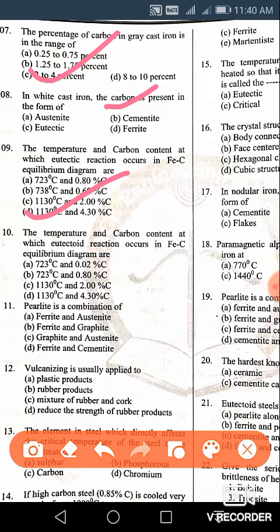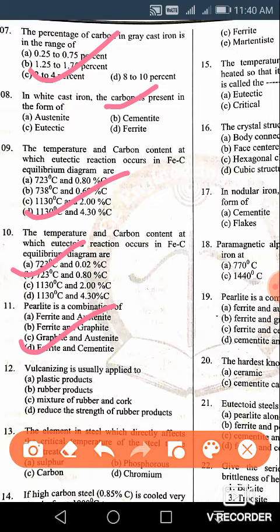The temperature and carbon content at which the eutectoid reaction occurs in the iron carbon equilibrium diagram, we have already seen, is 723 degrees centigrade and 0.8% carbon. So your answer is B. Pearlite is a combination of ferrite and cementite, both combinedly known as pearlite. So your answer is D.